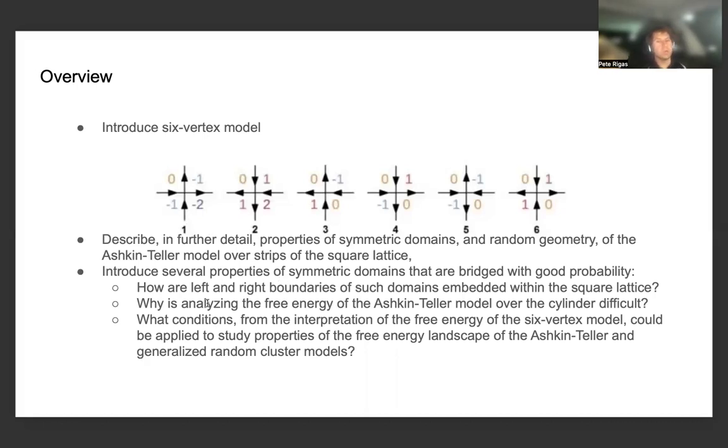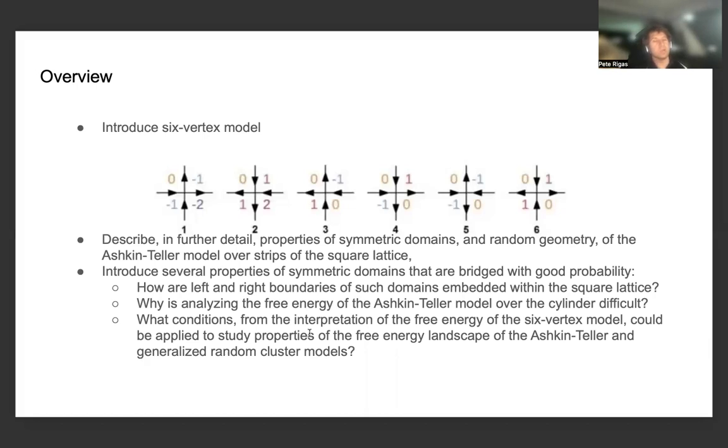So we're going to, as we had alluded to, introduce several properties of symmetric domains that are bridged with good probability. And this relates to many of the types of symmetric domains that one looks for in other models or more simple pursuits of Russo-Seymour-Welsh arguments, such as the high temperature expansion of the Loop O(n) model. And these symmetric domains are characterized by the fact that we can think about how the left and right boundaries of such domains are embedded within the square lattice.